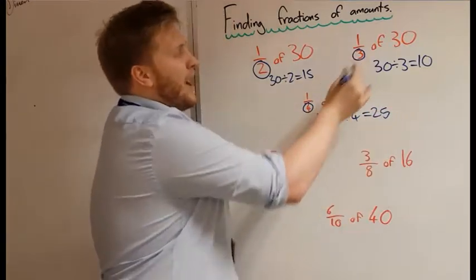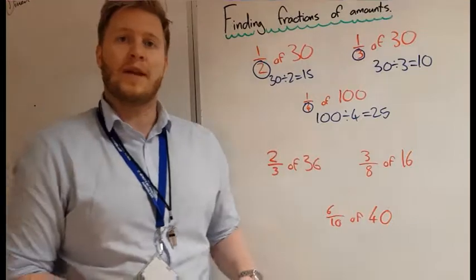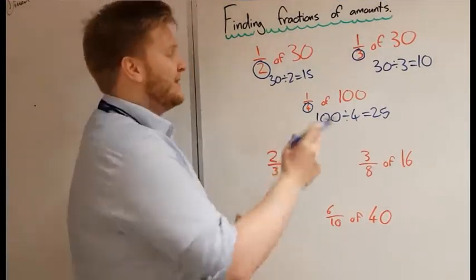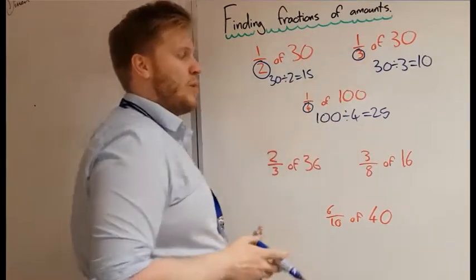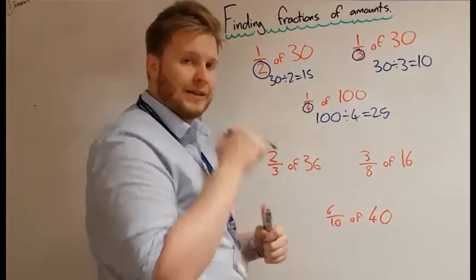So you can see the pattern. If you were finding a fifth of a number, you would divide by 5. If you were finding a hundredth of a number, you would divide by 100. It's easy as that, looking at the bottom numbers. Now these are harder because we've got 2/3, and you think, well, how do I do that?